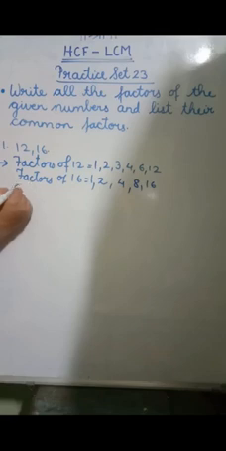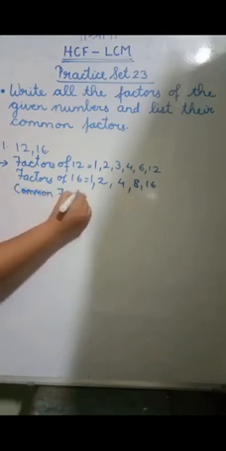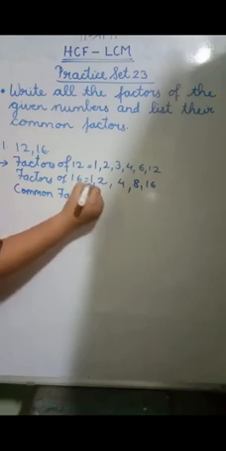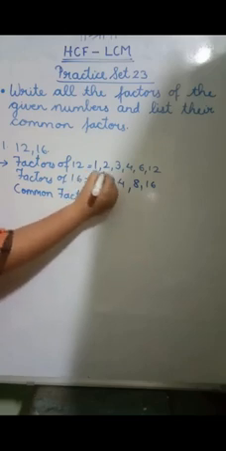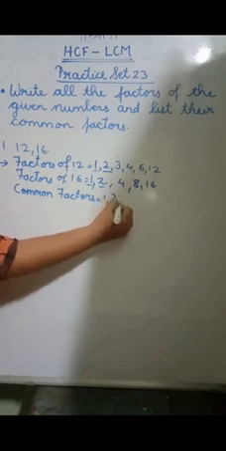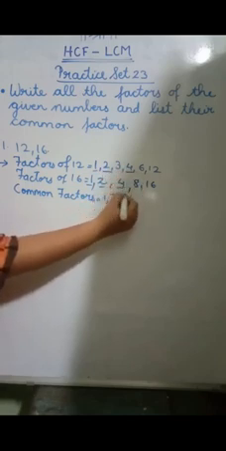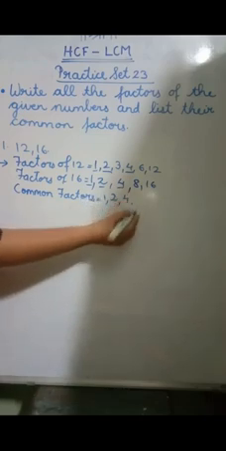So now we'll find the common factors. What are the common factors between 12 and 16? The first one is 1. Underline 2 and write it. 3, no. 4, and anything else? No. Only 1, 2 and 4.